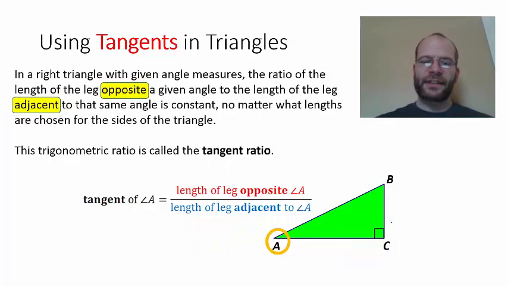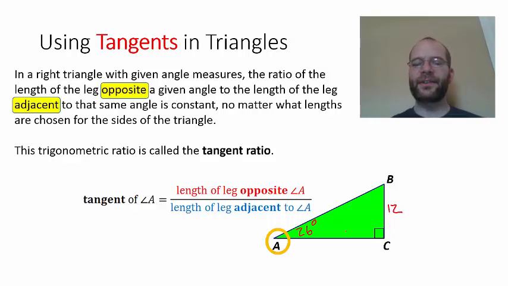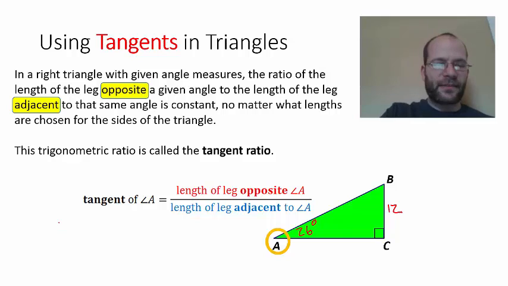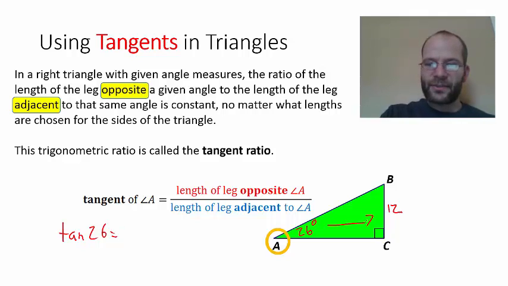We'll use this triangle here, triangle ABC. Suppose that angle A is 26 degrees. And suppose further that we know that segment BC is equal to 12. I'd like to know the length of AC. How do we find it? Well, we set it up this way. We say that the tangent of 26 is equal to opposite 12 divided by our unknown. We'll just call that x.